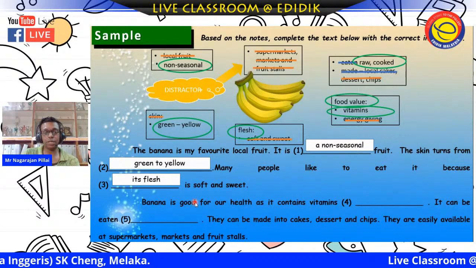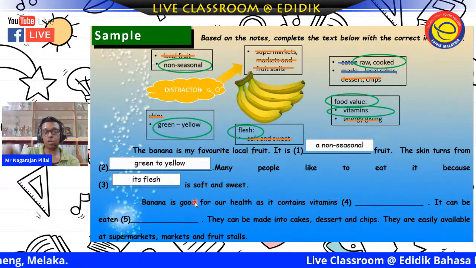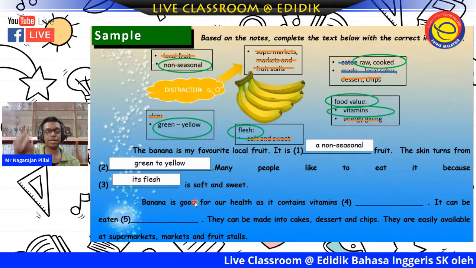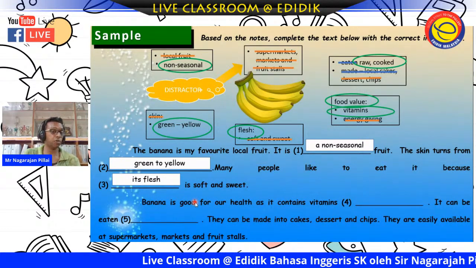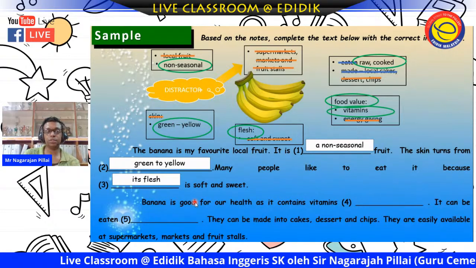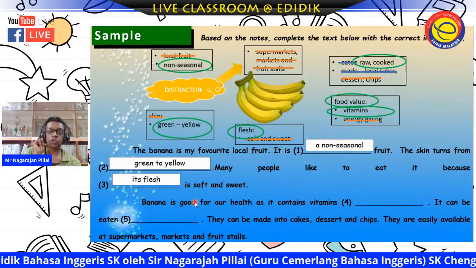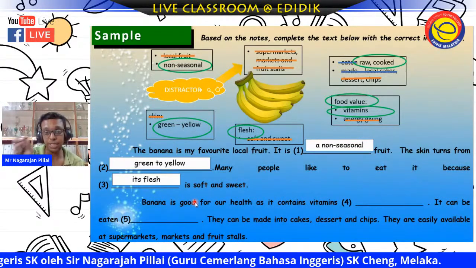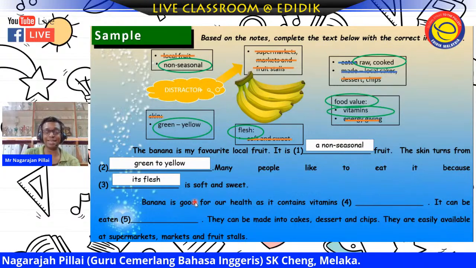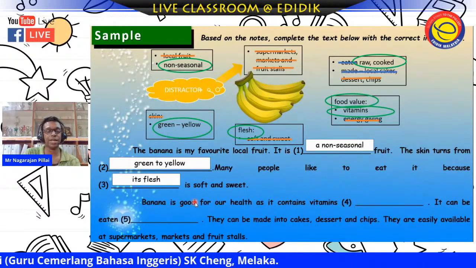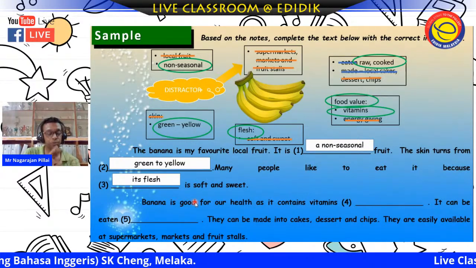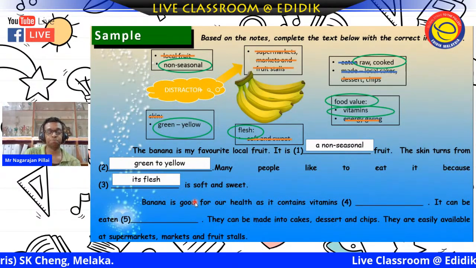But is it wrong if I write, because the flesh of banana is soft and sweet? Is it wrong? No, because the word flesh is still there. As long as you use the words given, the content is there and it's correct, and the language is also correct, then you will be awarded marks. So you will get a correct sentence.